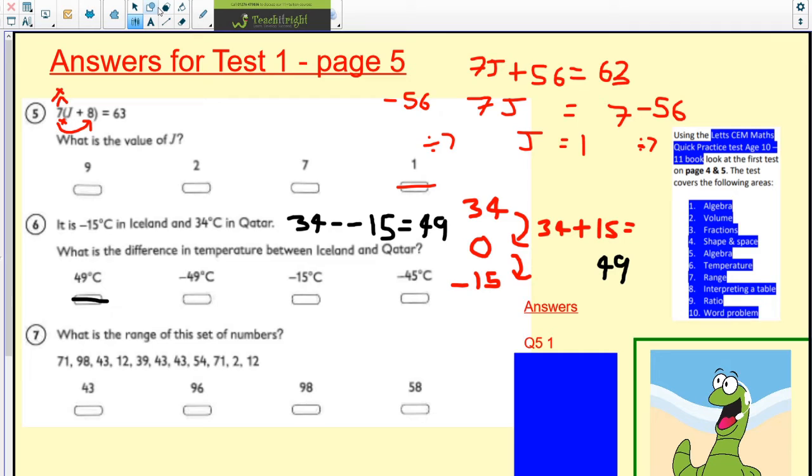Question 7. What is the range of this set of numbers? Well, first of all, what is the range? Range is the biggest take away the smallest.